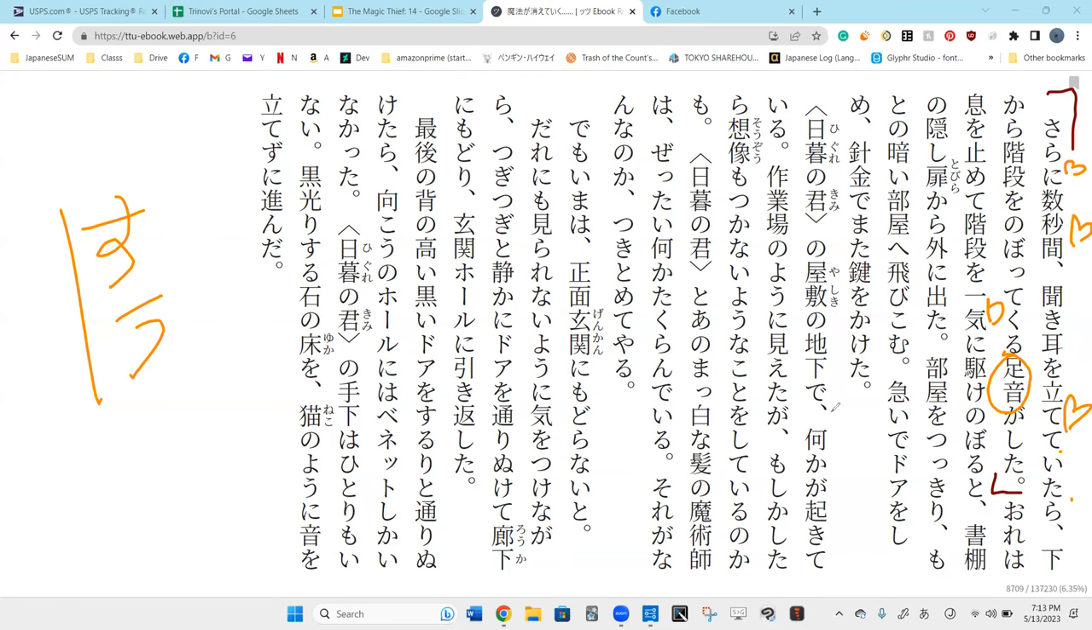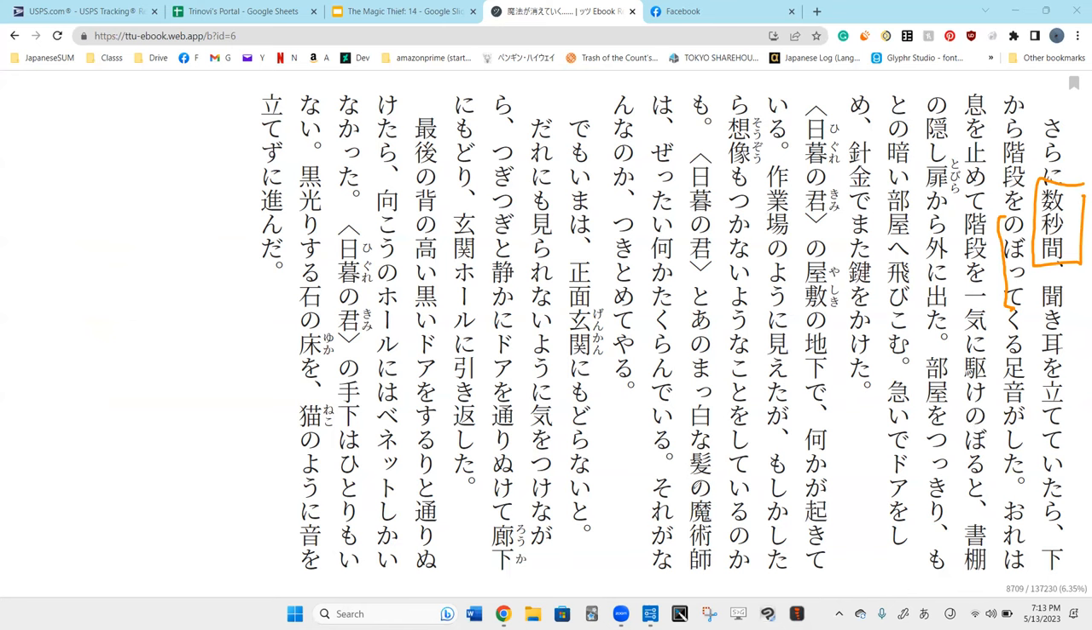Hi. This is a verb that means step. Well, basically, yeah, to climb up, noboru. Do you remember how to read several seconds for me? Shubyokan. Shubyokan.